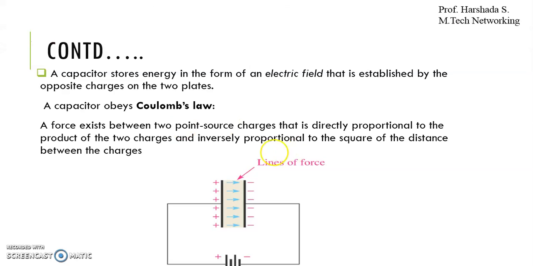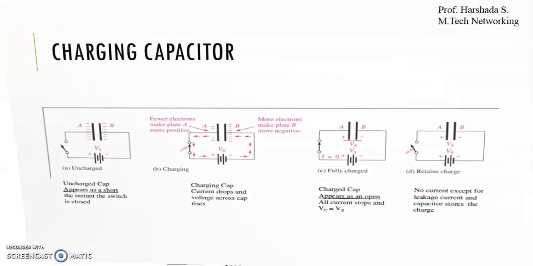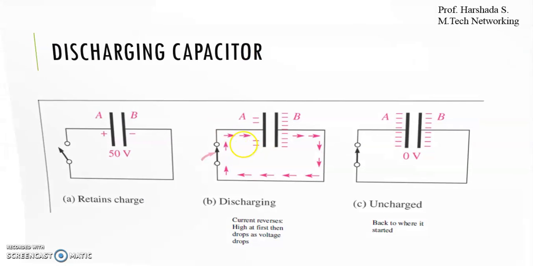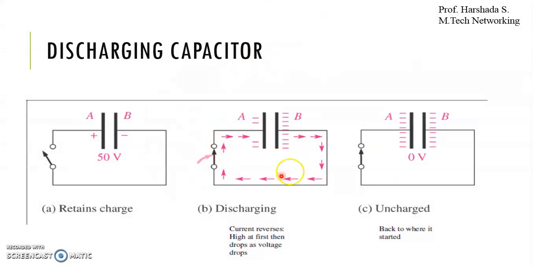Or in the discharging, extremely sorry, in this direction we get reverse. So that's why I wrote here current in reverse. Reverse means again this direction. So the voltage is high at first, then the voltage drops.